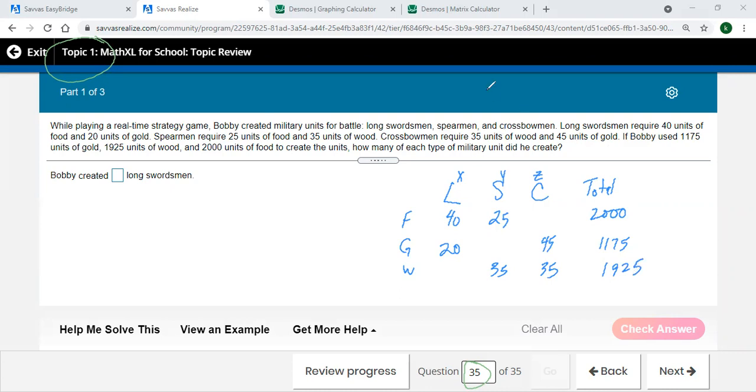And so if I come down here, like I said, I was calling these my X's. That's the number of long swordsmen. The Y's are the spearmen, and the Z's are the crossbow. So my equations go straight across like this. And then I'm going to put that into a matrix in Desmos and let Desmos tell me how much everything works out to.